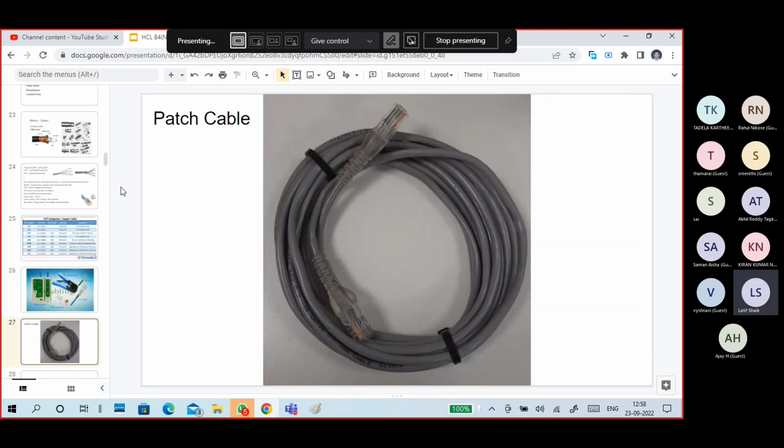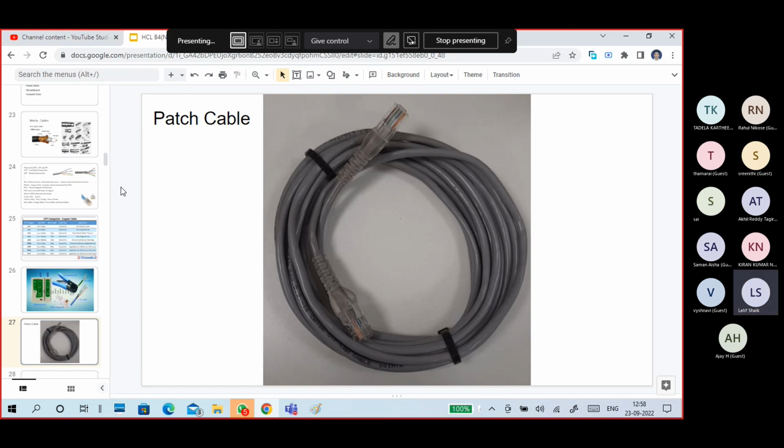This is called a patch cable. Patch cable and cable are not different, guys. Patch cable simply means a cable which has plugs on both sides. It's a simple patch cable. So we can connect your computer to your switch or the nearby LAN connection box. When you want to connect it, we use a cable. That cable we call a patch cable.